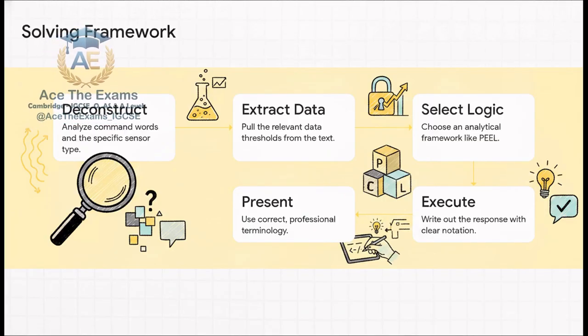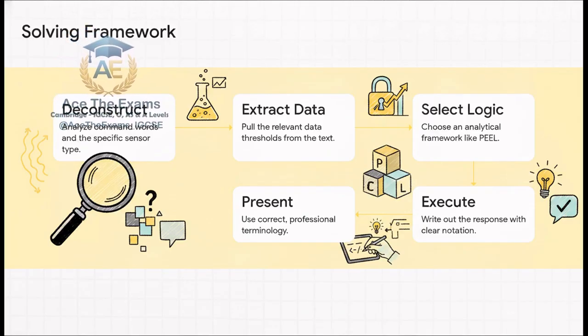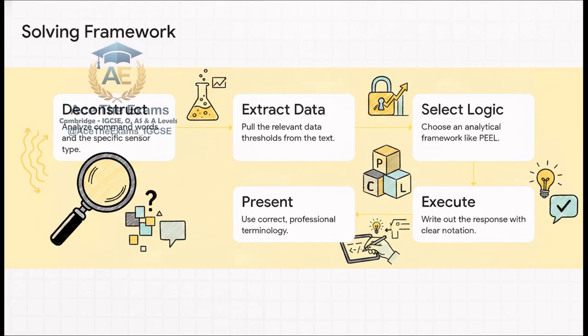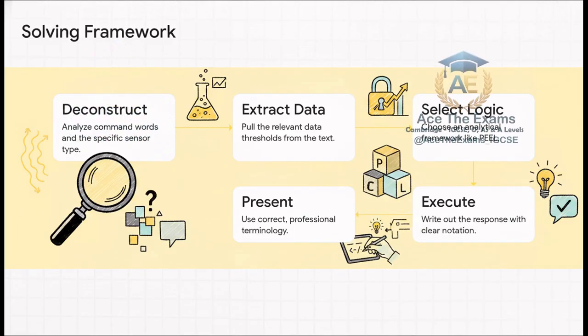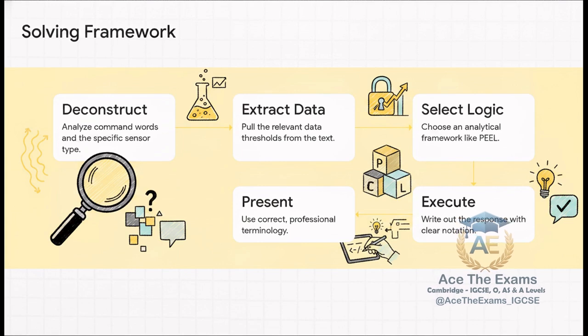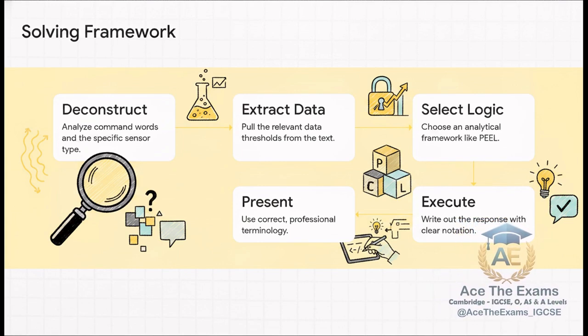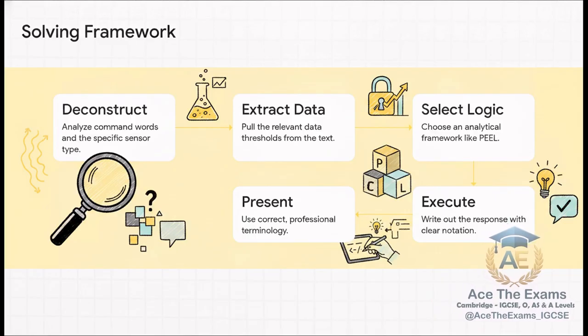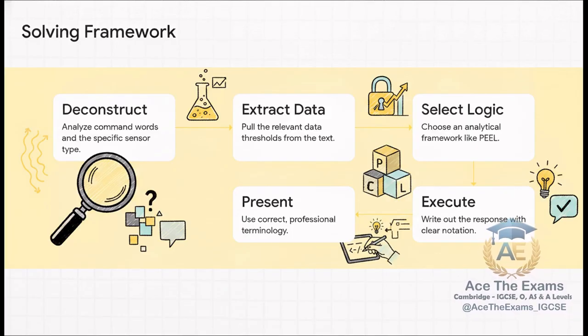You literally take your pen and highlight the command words and the specific sensor type. Step 2, extract relevant data. If the paper gives you a scenario about a pH sensor in a chemical plant, you comb through that text and pull the specific acidity thresholds they mention. Don't invent your own numbers, use theirs. Step 3, select your analytical framework. And as we established, 9 times out of 10, you are going to deploy the Peel structure. Step 4, execute with clear notation. Step 5, present with correct terminology.